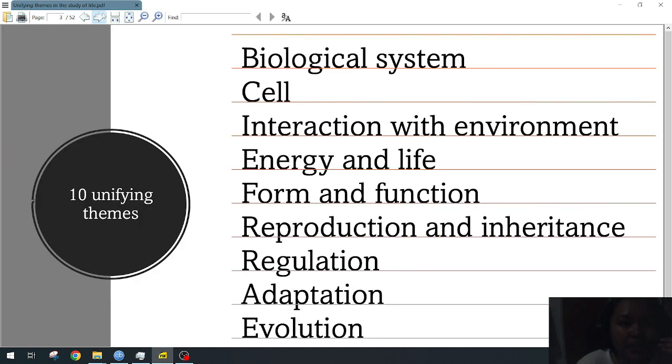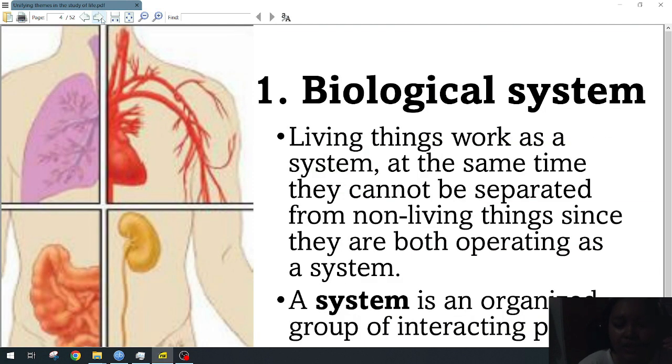Okay? So, let's proceed. We have here 10 unifying themes in biology, in life. Okay? First is a biological system, and then cell, and so on. So let's discuss each. Let's first have the biological system. So system is defined as an organized group of interacting parts. Kaya di ba sa katawan merong digestive system, merong reproductive system, merong respiratory. Okay, different systems, different parts that coordinate or interact to achieve a specific goal.